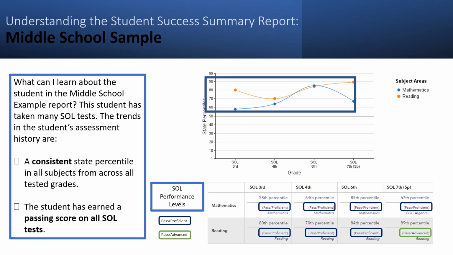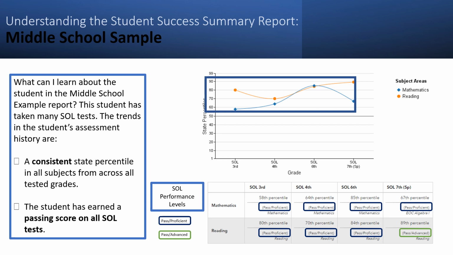Let's see what we can learn about the middle school example. First, we can see that the student took more tests between 3rd grade and 7th grade. We can identify that their pandemic year was likely to be the 5th grade, as they do not have 5th grade SOLs listed on the line graph or in the chart. This student had a consistent state percentile level. They were between the 58th percentile and the 89th percentile, showing that they had consistency within their testing scores.